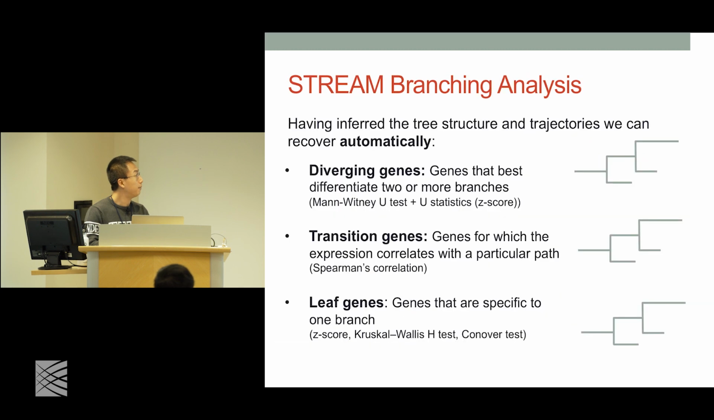So this is just some visualization. I will skip that. Also, using STREAM, we can discover divergent genes that are differentially expressed between the different sub-branches, and we can also discover transition genes, if you walk along one branch, for how well the gene expression correlates with one particular path. And we can also find some leaf genes that are really specific to one branch.